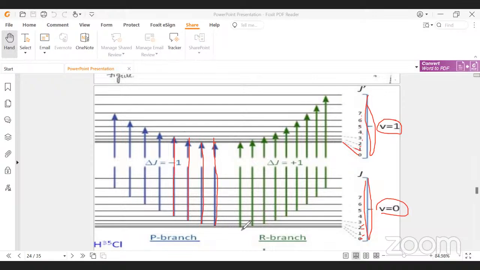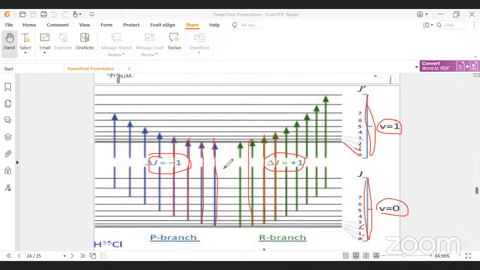Same transition, look at here. When J is equal to 1 to 2, 2 to 3, 3 to 4, the difference is plus 1. Delta J is equal to plus 1. Where delta J is equal to minus 1, that is the P branch. When delta J is equal to plus 1, that is an R branch.